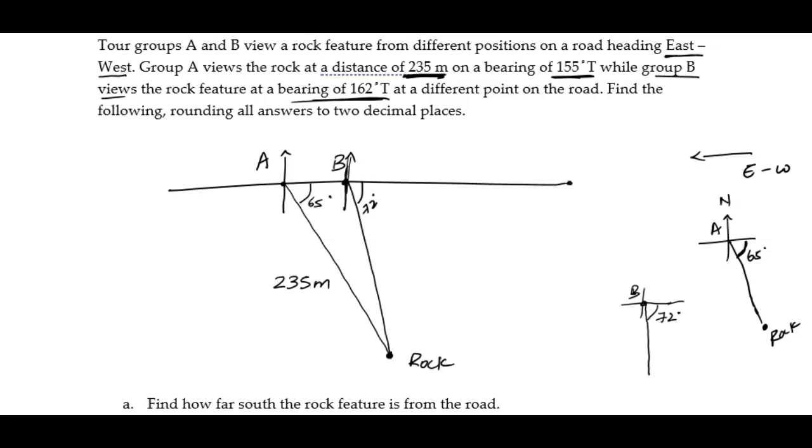Now, since we're dealing with right angle triangles in particular, I'm going to complete my right angle triangle by drawing a vertical line from the rock. That gives me two right angle triangles, the smaller one with Group B and the larger one with Group A.